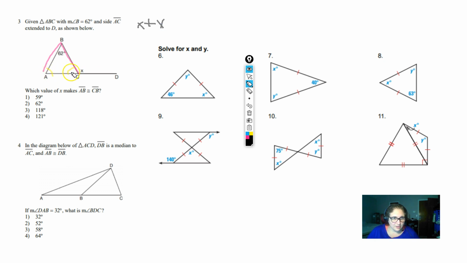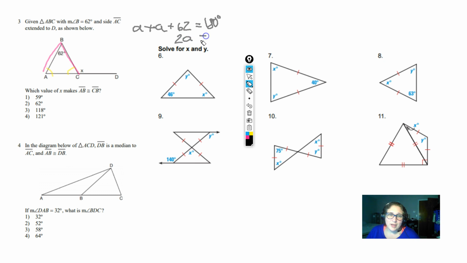Actually, I shouldn't use x. I should use another variable. Let's do a plus 62 has to equal 180 degrees, and it has to equal 180 degrees because there's 180 degrees in a triangle. Subtract 62 from both sides and simplify.